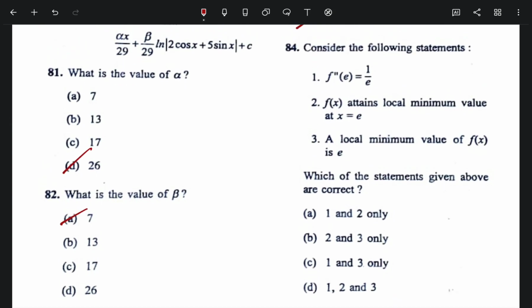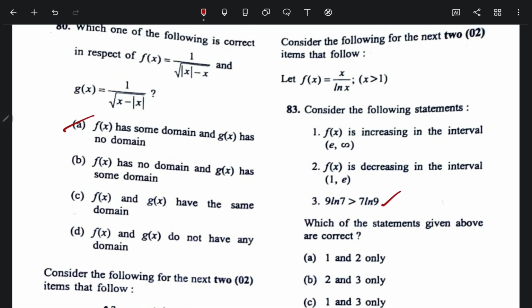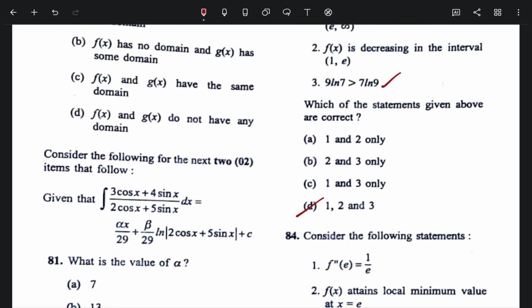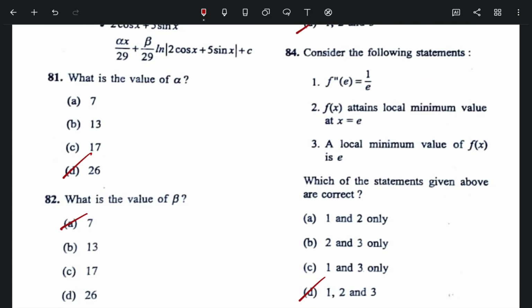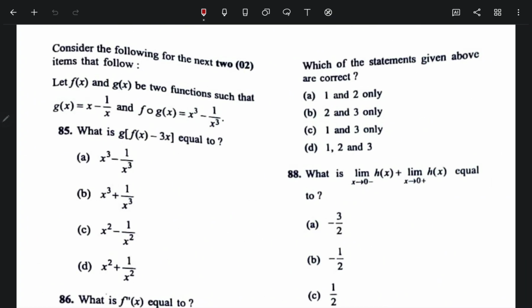84, the answer is D, all are true for this. You find the local, because anyway you're going to make it equal to 0, you'll find the critical points. The minimum will be here, and the local minimum of f of x will definitely be at E. Both are same. 85, you get A.